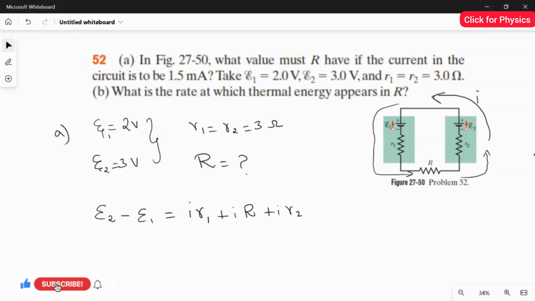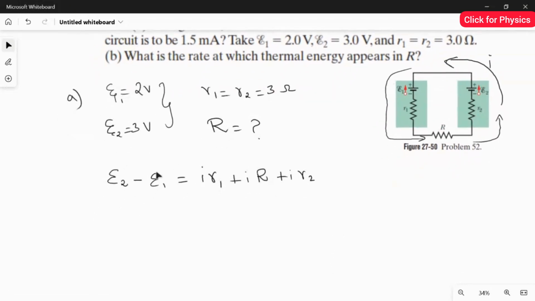So that means on the left hand side, we separate the EMF, and on the right hand side, we separate the product of the resistance and its current. If you see, on the left hand side you have the EMF, and on the right hand side you also have the EMF, because I multiplied by R is nothing but voltage, and the unit for the EMF is voltage.